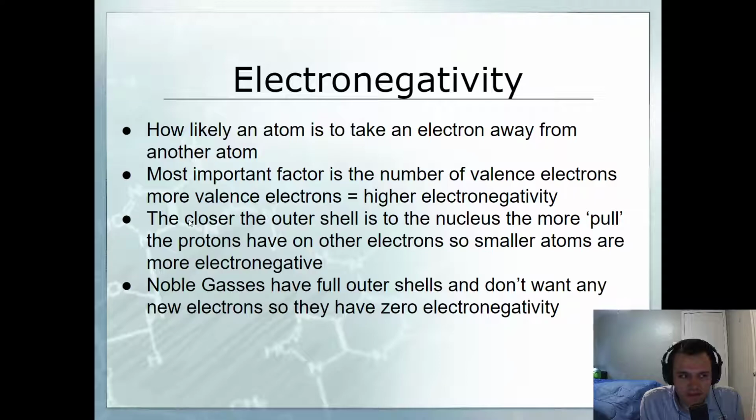Another factor that affects this is that the closer the outer shell is to the nucleus, the more pull the protons have on other electrons. So if you've got an atom that has 8 orbitals, and your 8th orbital is 1 electron shy, it wants that extra electron, but that 8th orbital is so far out away from the nucleus, way out in space, that the nucleus doesn't have as much power to reach all the way out there to another atom and grab something and put it in that 8th orbital.